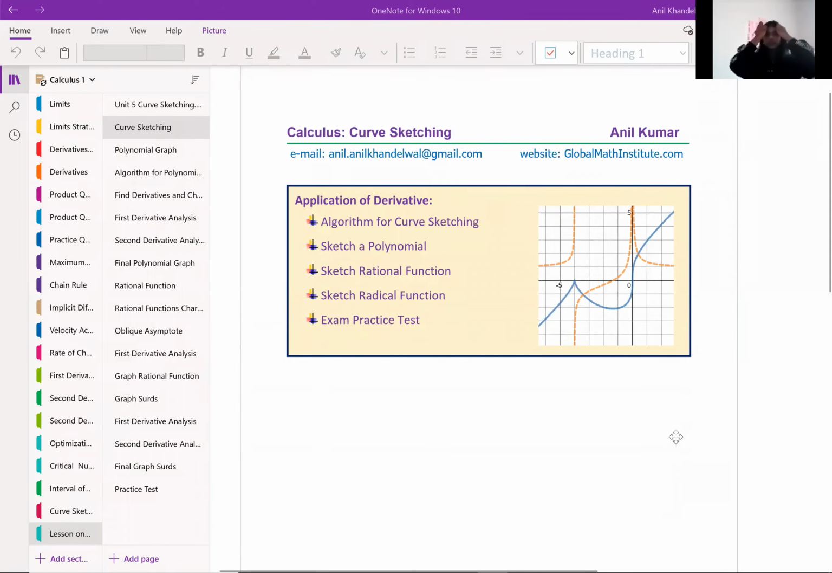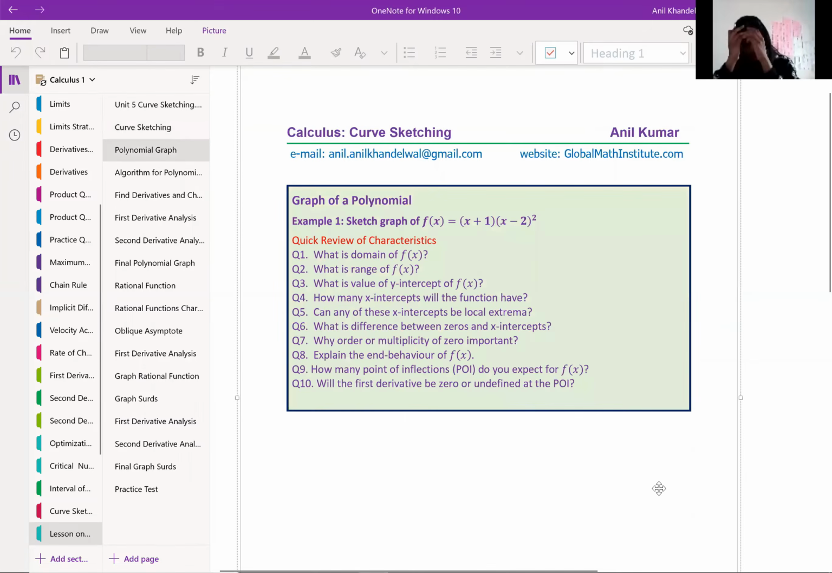Let me now share the screen with you, and then we'll discuss in detail how we should go about it. Okay, can you see my screen now? Yeah. Okay, so we'll learn about curve sketching. We'll begin with the algorithm for curve sketching, and we'll take up 3 examples. One will be based on polynomials, the next on rational functions, and then we'll take up a radical function. And then I'll provide some simple practice test questions for you, which could be beneficial for any exam preparation. Okay? So we'll begin with the polynomial graph, that is the simplest of all.